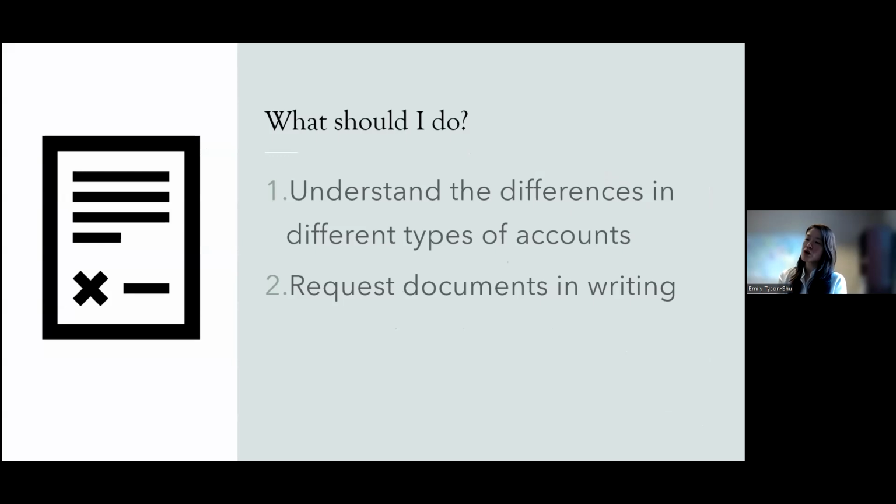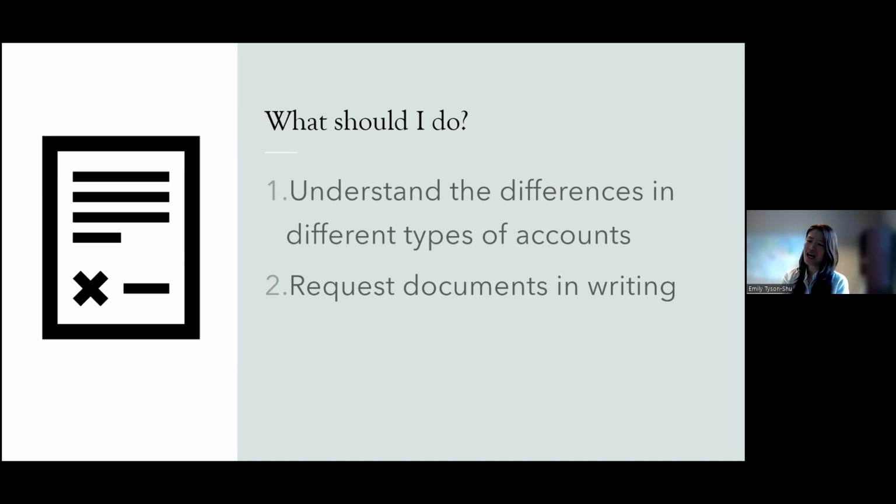One, the best way to move forward is to understand the differences in different types of accounts. We always want to make sure that we understand what type of assets we're dealing with and the nature of the assets. And if you have sat through the first few minutes of this webinar, you are doing the right thing. You're trying to gain some knowledge on the different types of accounts already.